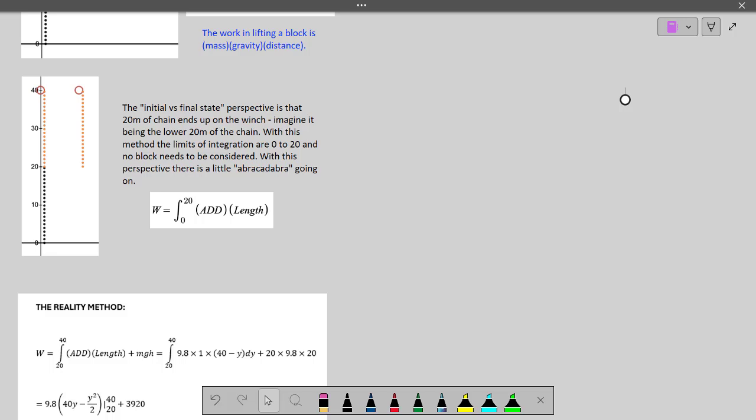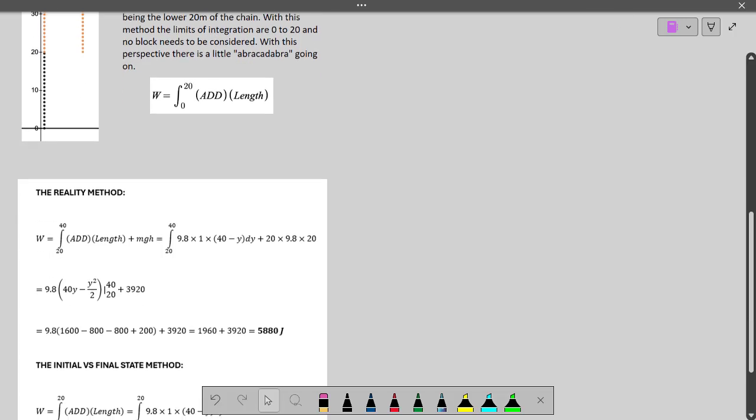So if we do that and we think, oh, well, let's just move these links of the bottom half to the top and let the top hang, then it's these links that are moving, so our integral is 0 to 20, and there's no block. This part is not moving, so there's no block that you have to imagine attaching. So you can integrate 0 to 20, and it works just fine. Both achieve the same answer.